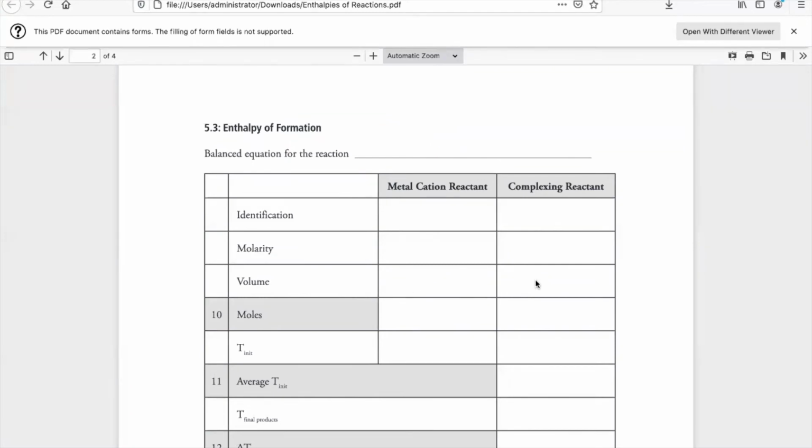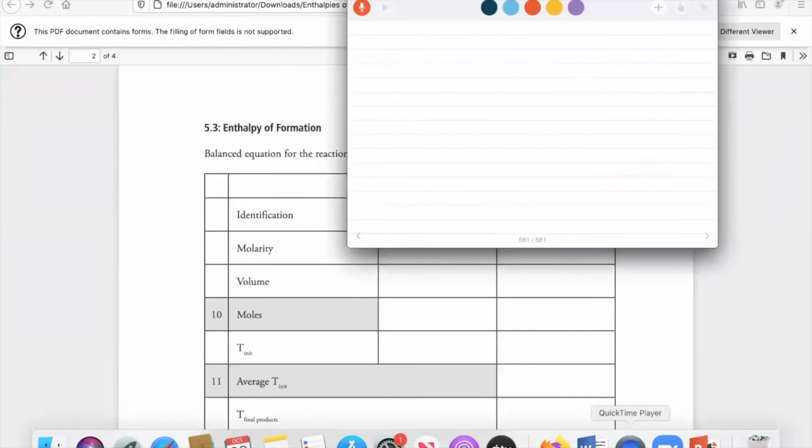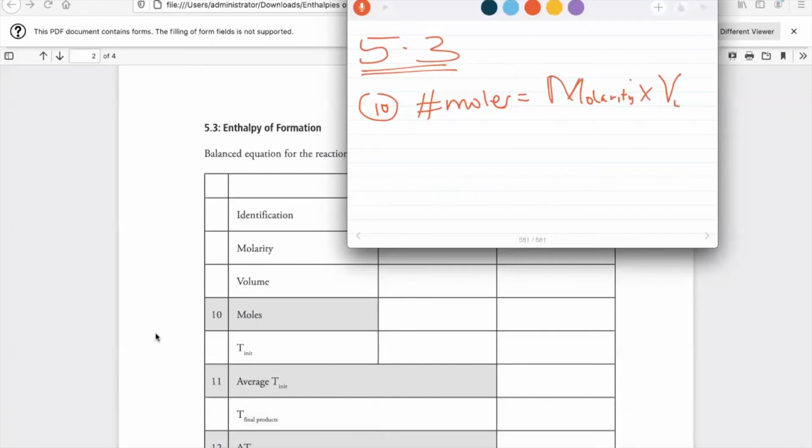And for line 10, section 5.3, let me just share that. 5.3, line 10, number of moles is given by molarity, which you know, times volume in liters. Please write volume in liters. I'm using subscript L for volume in liters.